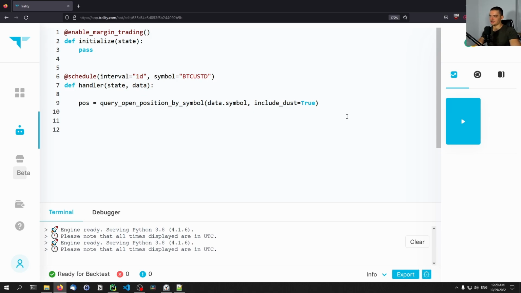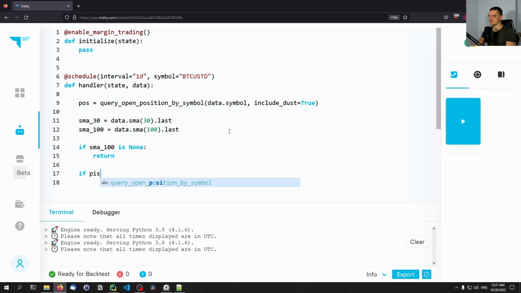And now we're going to calculate our metrics. We're going to say the 30-day simple moving average is going to be equal to data.sma(30).last, and then the 100-day simple moving average is going to be data.sma(100).last. And our strategy is going to be quite simple. First of all, we're going to check if we can actually get the SMA 100. If that is none, we're going to say return. We're not going to check for the other, because if this is none, that is going to be none as well. So this is enough.